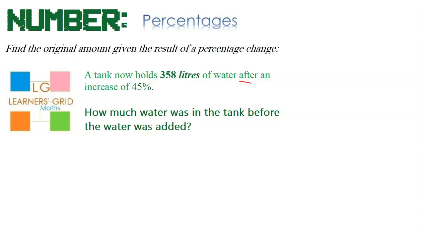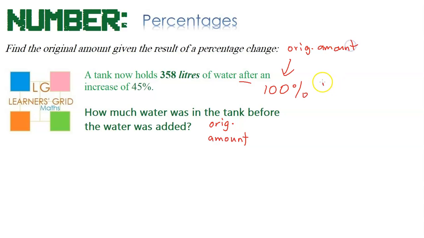Okay, so let's reinterpret this a little bit to help us understand what it's asking. How much water was in the tank before the water was added? So this is kind of the original amount. Okay, that's the original amount. So 100% was what we had originally. Okay, so that is our original amount.